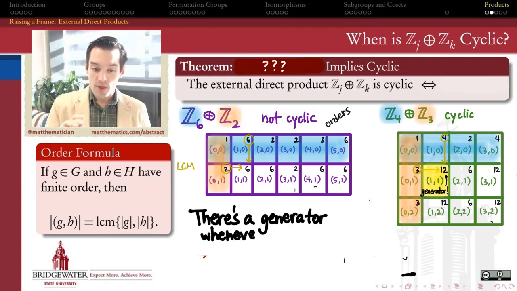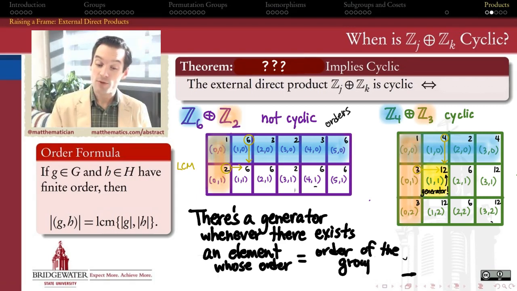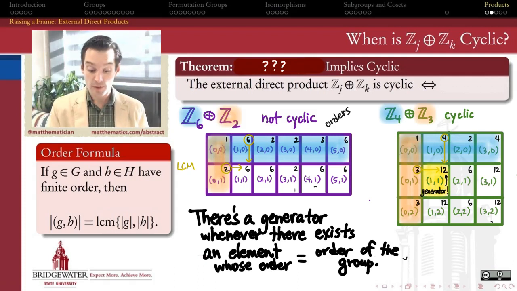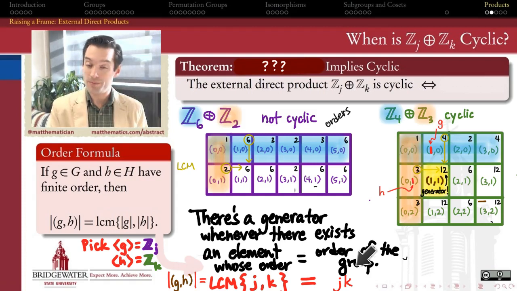So, there will be a generator for my direct product of cyclic groups, as long as there exists an element whose order as an element is equal to the order of the group. But the order of the group is going to be the product j times k. The order of our elements are the least common multiples of j and k. And so we're going to have a generator exactly when it's possible for those two to be equal. But it's only going to be possible for those two to be equal.